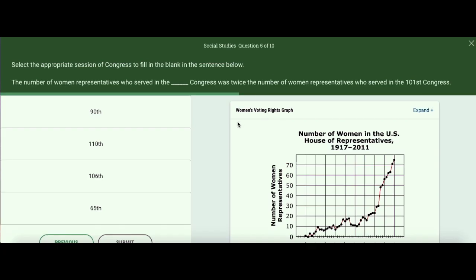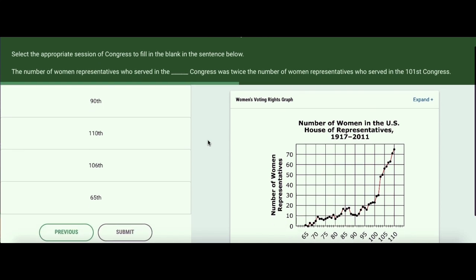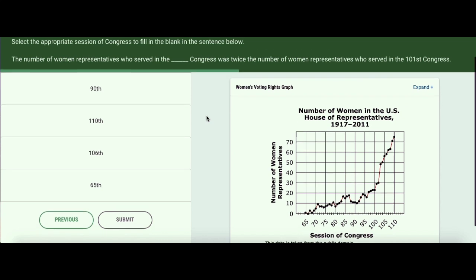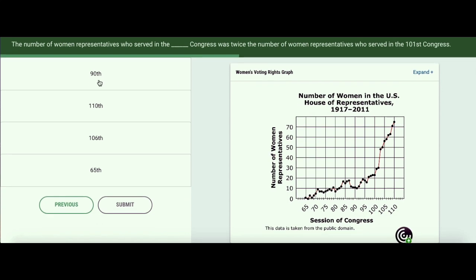Okay, social studies question 5. Select the appropriate session of Congress to fill in the blank in the sentence below. The number of women representatives who served in the blank Congress was twice the number of women representatives who served in the 101st Congress. So go ahead, you can see the choices: 90th, 110th, 106th, or 65th. So pause the video now and try to figure this out, and we'll go over it.